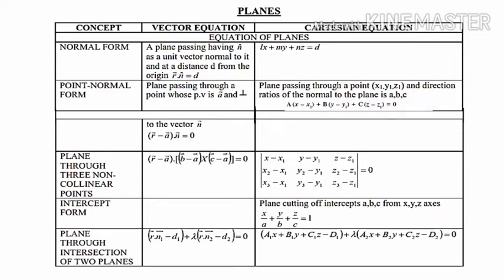Next is intercept form. A plane cutting off intercepts A, B and C from the x, y and z axes is x by A plus y by B plus z by C is equal to 1. Next one is plane through the intersection of two planes. That is vector r dot vector n1 minus d1 plus lambda into vector r dot vector n2 minus d2 is equal to 0. This is the vector form. And the Cartesian form is a1x plus b1y plus c1z minus d1 plus lambda into a2x plus b2y plus c2z minus d2 is equal to 0.